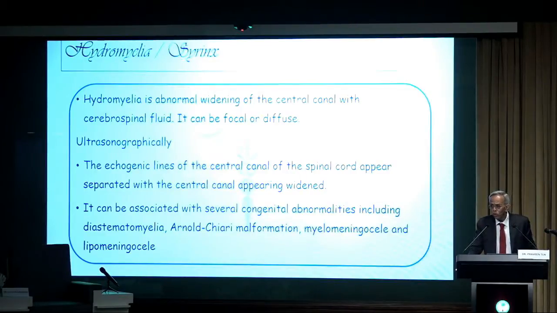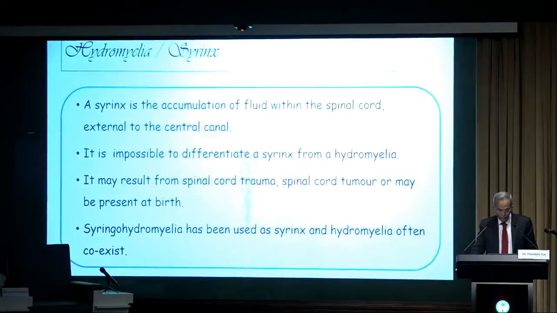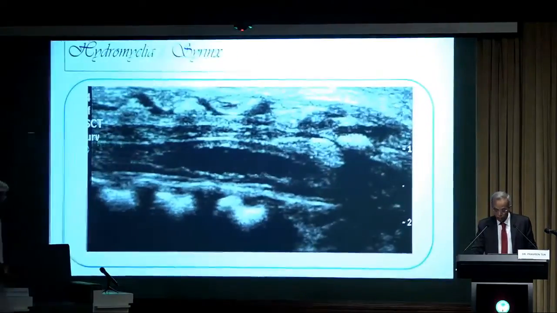So keeping that in mind, the other important factor which we come across is the hydromyelia or the syrinx. Hydromyelia, as you all know, is nothing but dilatation of the central canal, which is filled with CSF, and then the cortex is stretched out peripherally. So basically on ultrasound, we find the echogenic lines of the central canal of the spinal cord appearing separated, and the central canal appears widened. And a syrinx is nothing but a fluid collection in the spinal cord other than the central canal. It is very difficult to differentiate one from the other.